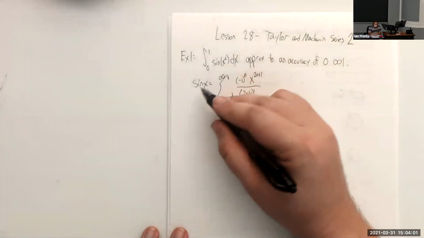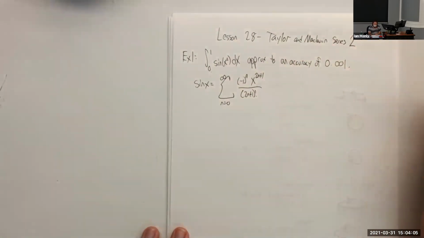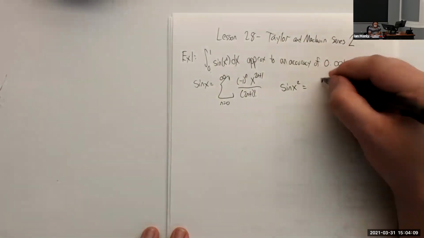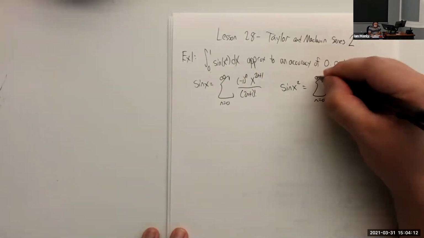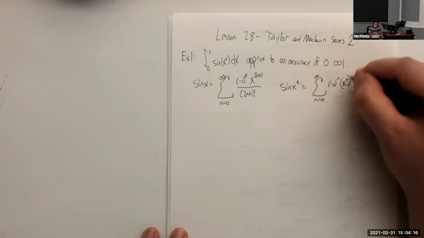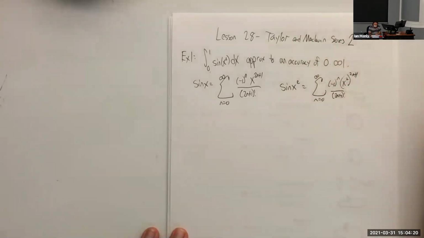All right, but we're not concerned with sine of x. That is something we know how to integrate. We're concerned with sine of x squared here. So sine of x squared is the sum from 0 to infinity of negative 1 to the n, x squared to the 2n plus 1 over 2n plus 1 factorial.